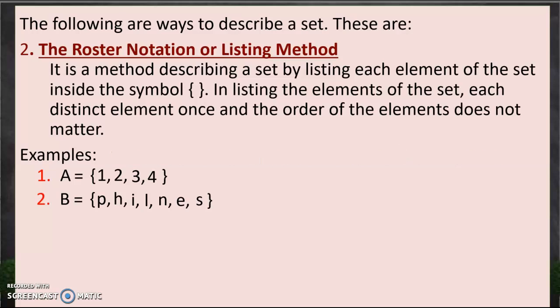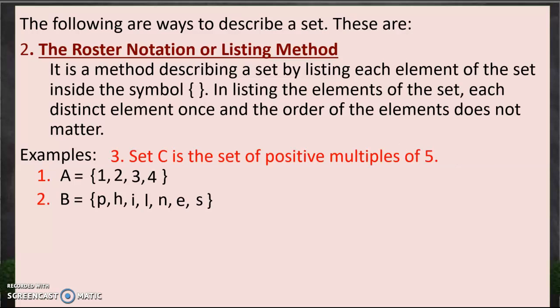Okay, next, number 3. Given: set C is the set of positive multiples of 5. So we use a capital letter, C, as the name of the set, then the equal sign. Positive multiples of 5: we will start with 5, then 10, 15, 20, 25, 30, 35, 40, and so on.